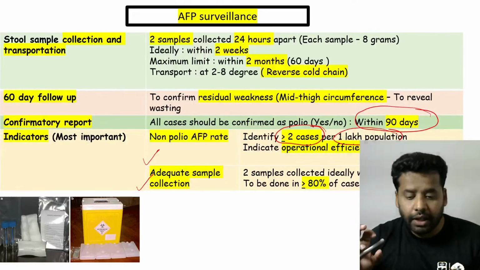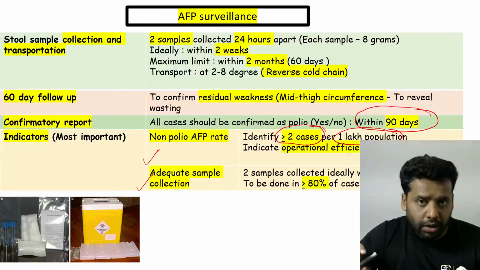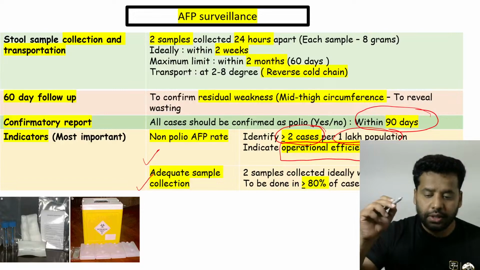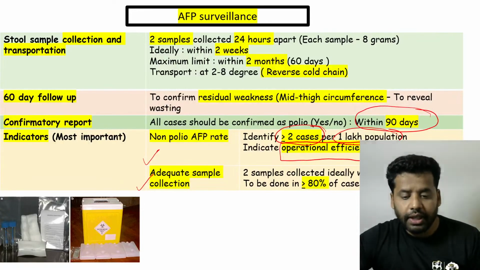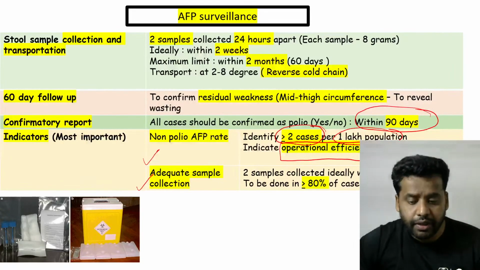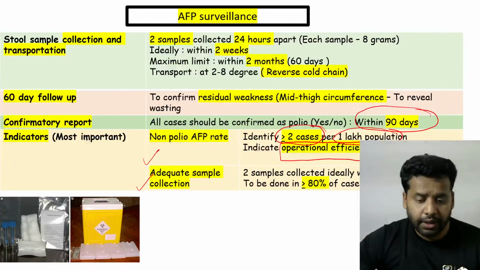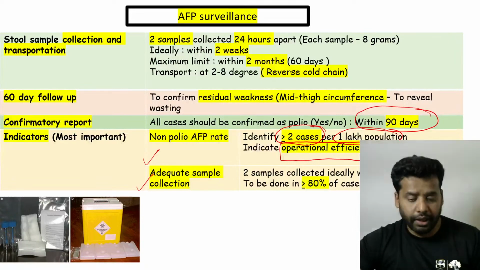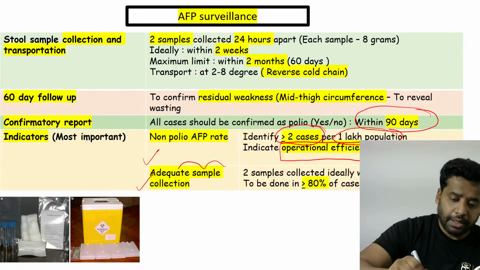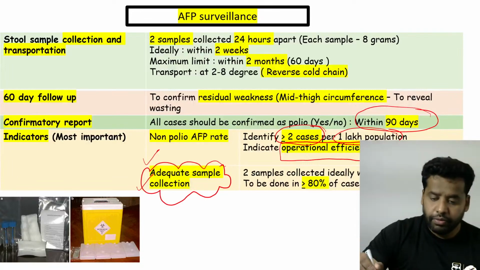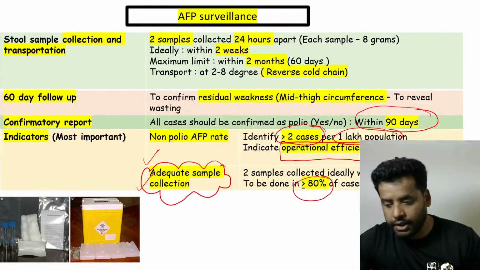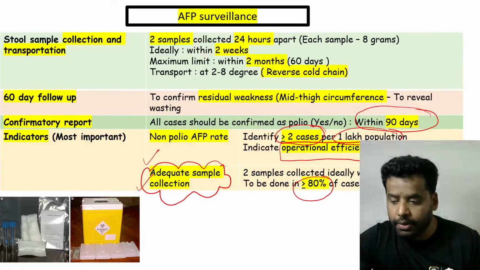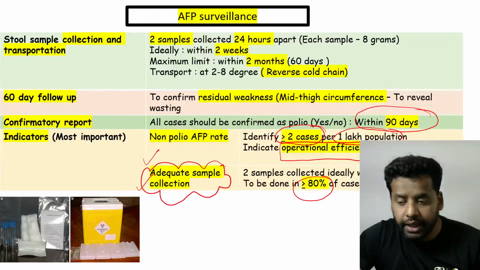This will tell whether you are doing surveillance properly or not. What is an indicator to assess operational efficiency of surveillance? Answer is non-polio AFP rate. Adequate sample collection is done from 80% of the cases. This is the guideline. You have to collect samples properly. Adequate sample collection should be done from 80% of the cases.